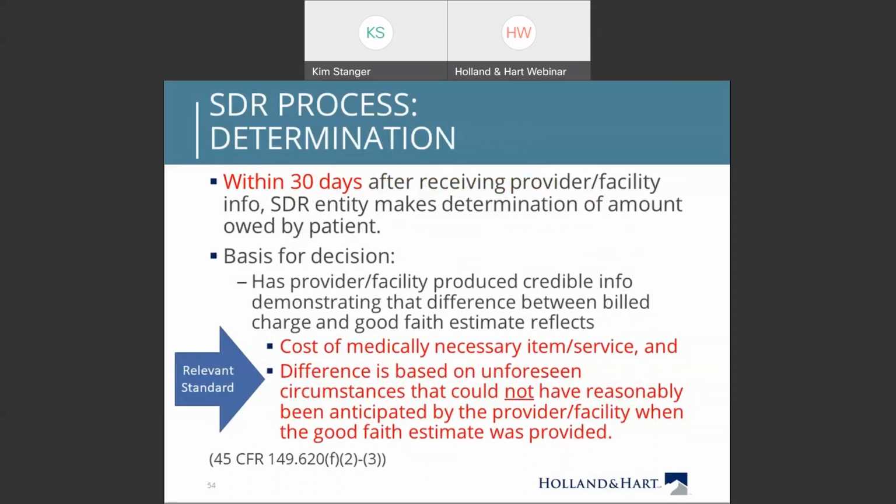Within 30 days of receiving the provider and facility information, that 10-day period, the SDR entity must make the determination of the amount that's owed by the patient. Again, the basis for the decision, the test, is whether or not the amount actually billed represents the cost of medically necessary items or services, and the difference with the good faith estimate is based on an unforeseen circumstance that could not have reasonably been anticipated by the provider or facility when the good faith estimate was provided. In most cases, that's going to be a pretty hard standard to satisfy.